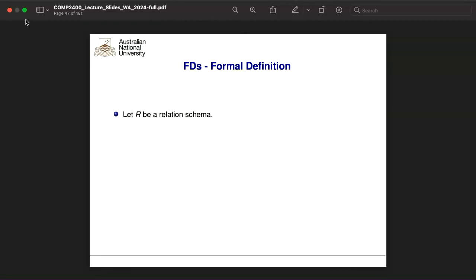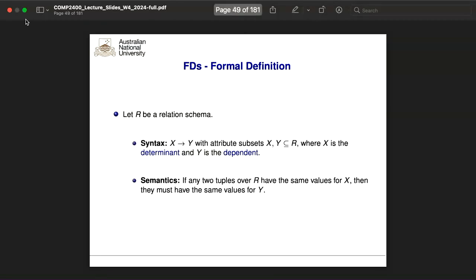So with this in mind, let's have a look at the formal definition. There are two sides to how we present a functional dependency. The syntactic expression is basically just x determines y. Okay, x is the determinant, y is the dependent.